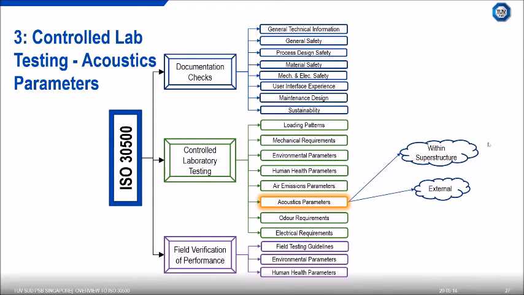Okay, so moving on to acoustic parameters. This is similar to air emissions. The noise or acoustic test is separated into indoor, which is within the superstructure, and then external, which is around the back end process.